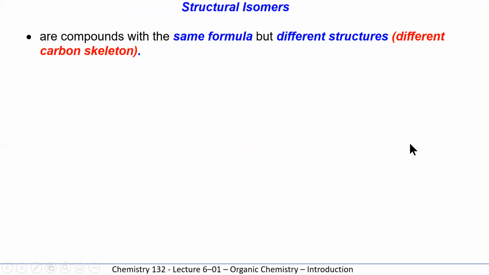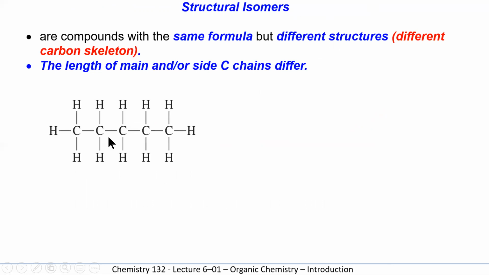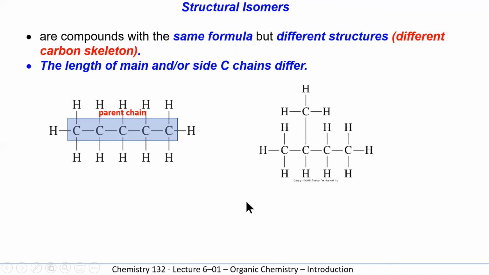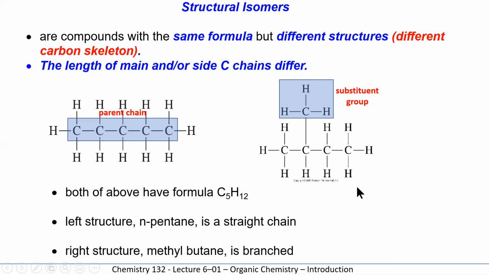Now let's talk a little bit about these structural isomers. As I said, they're the same formulas, but different structures, and there's different types of isomers that we can talk about. In this case, the parent chain is 5 carbons. In this case, it's 4 carbons with a side chain, and they both have the formula C5H12. So the left structure we're going to simply call pentane or n-pentane, meaning normal pentane. And the second one is a branched hydrocarbon, which we call methyl butane.